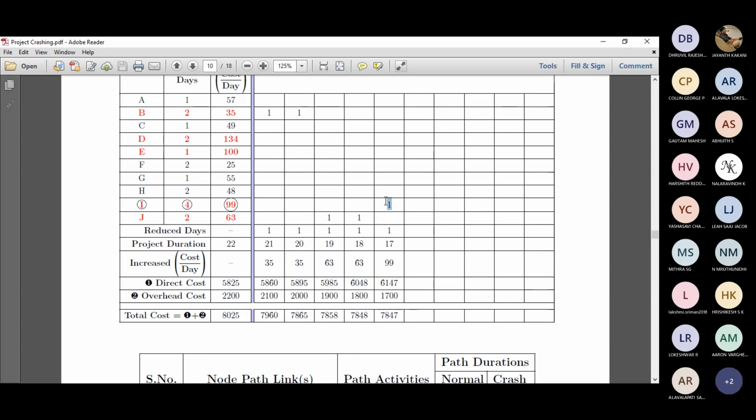The next step will be reducing I by 1 day. So this will be 5. 22 minus 5 is 17. And the cost slope is 99. The direct cost is 6048 plus 99, which is 6147. Then 17 into 100 is 1700. When we add both, it is 7847. Right? So you see, the pattern is decreasing. At one point, it will start rising. That will be our optimal point, so we'll be trying to achieve that.